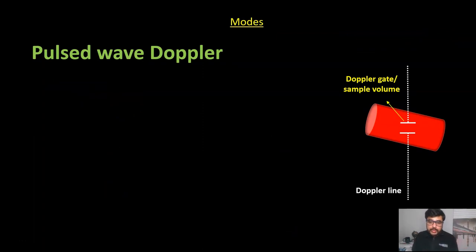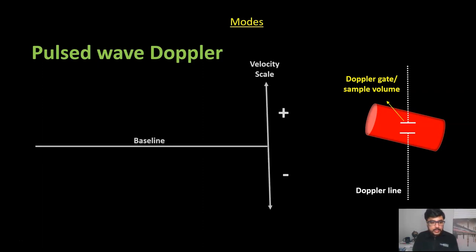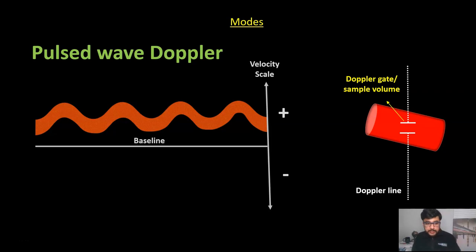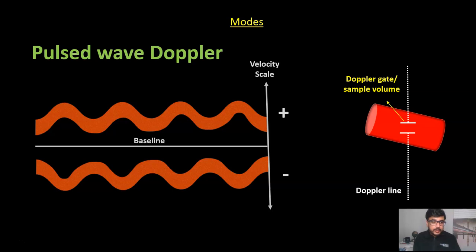When you turn this mode on, you get a line like this with a small opening that's called the Doppler gate or sample volume. You place that sample volume on the vessel of interest and you get a velocity tracing. So you have a baseline, and on the y-axis there is a velocity scale, with a positive scale and a negative scale. Blood flow towards the transducer, like red on color Doppler, is represented above the baseline. And blood flow away from the transducer, like blue on color Doppler, is represented below the baseline. That's how pulsed wave Doppler is represented.